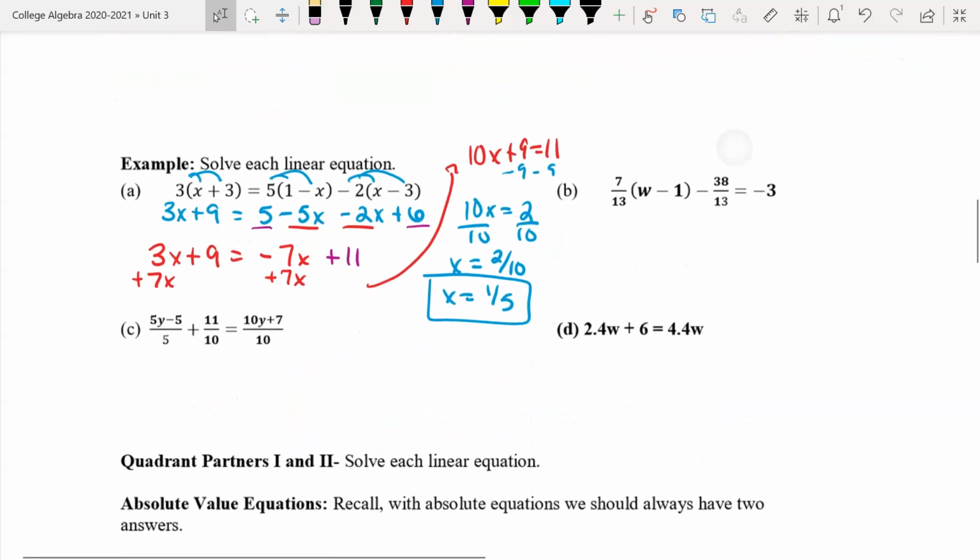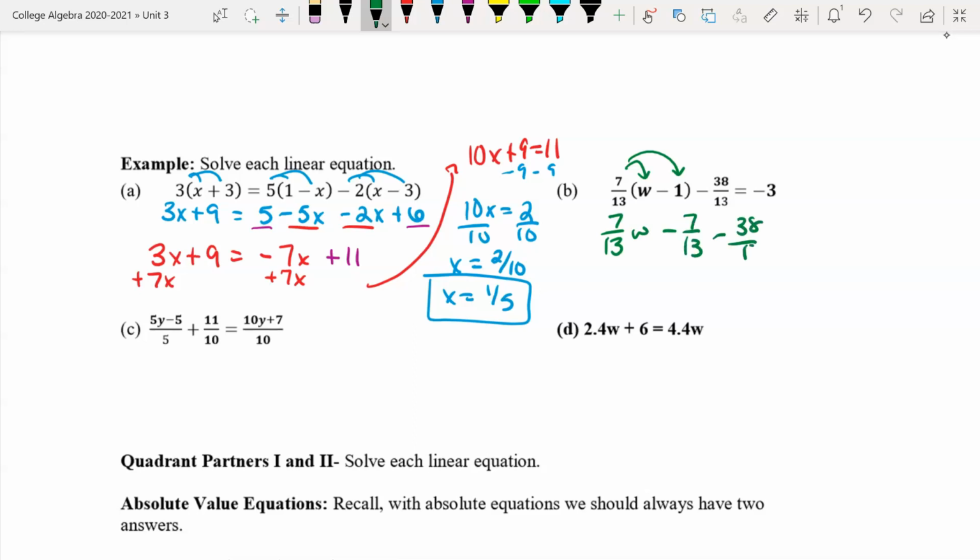All right. Next one, again, I would distribute. Don't be intimidated by the fractions. So 7 over 13 w minus 7 over 13 minus 38 over 13 equals negative 3.